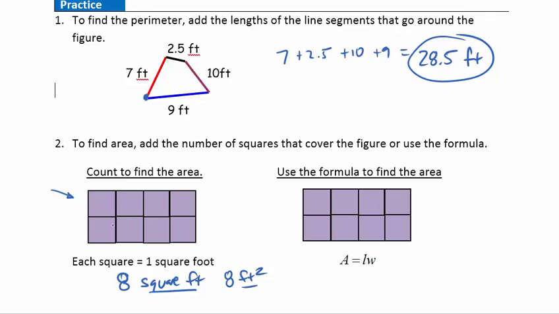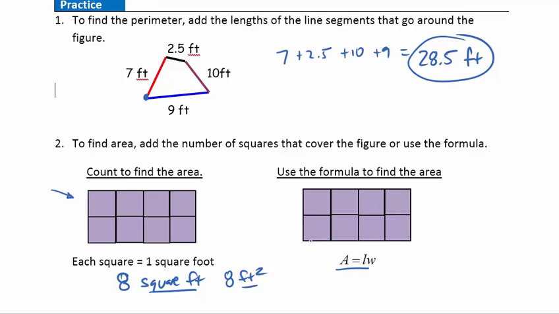But notice this is how we find area. We figure out how many squares it takes to cover the figure. That's what we're doing when we're finding the area. Now, most of the time it's not convenient for us to do all this counting. So what we do is we just use this formula. Area is length times width.